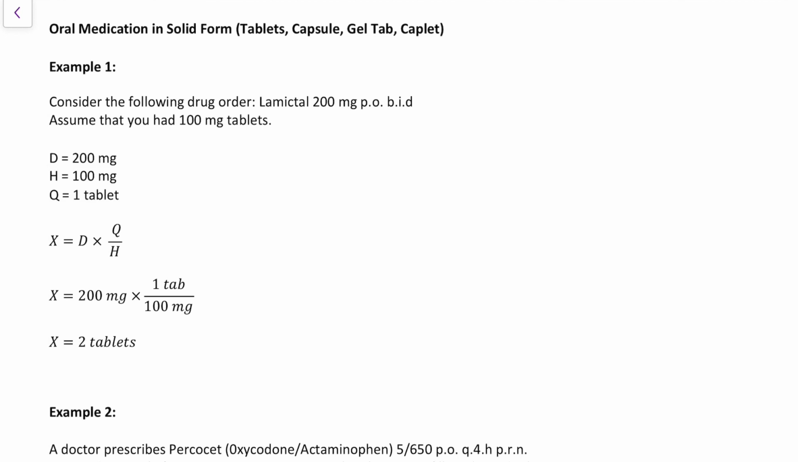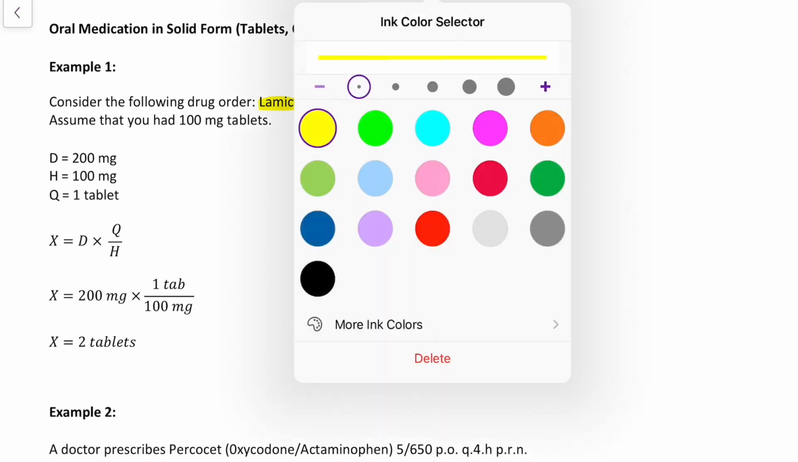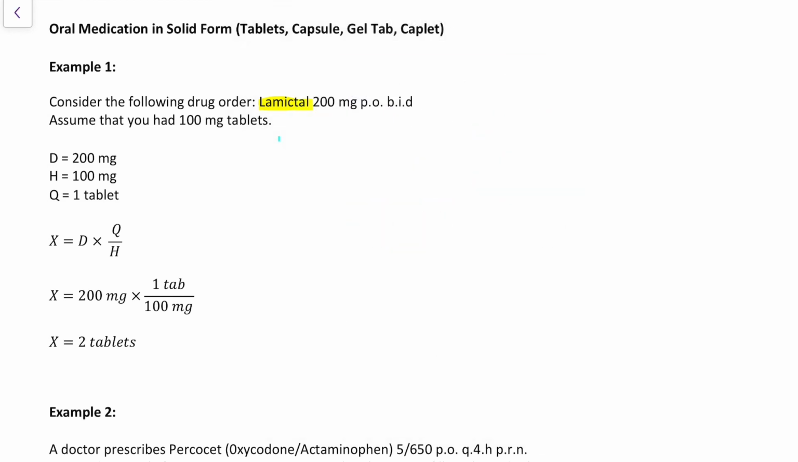So we have Lamictal for 200 milligrams, PO BID. Assume that you have 100 milligram tablets. So let's break down what this means. The first part here, that is the name of the medication. We then have how much of that medication is ordered per dose. So this is per dose.